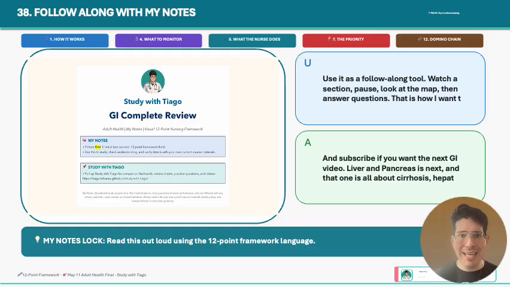So use it as a follow along tool. Watch the section, pause, look at the map, then answer the questions. This is how I want the video and the packet to work together, right? The video gives the explanation, my notes give the visual structure and the practice, okay?